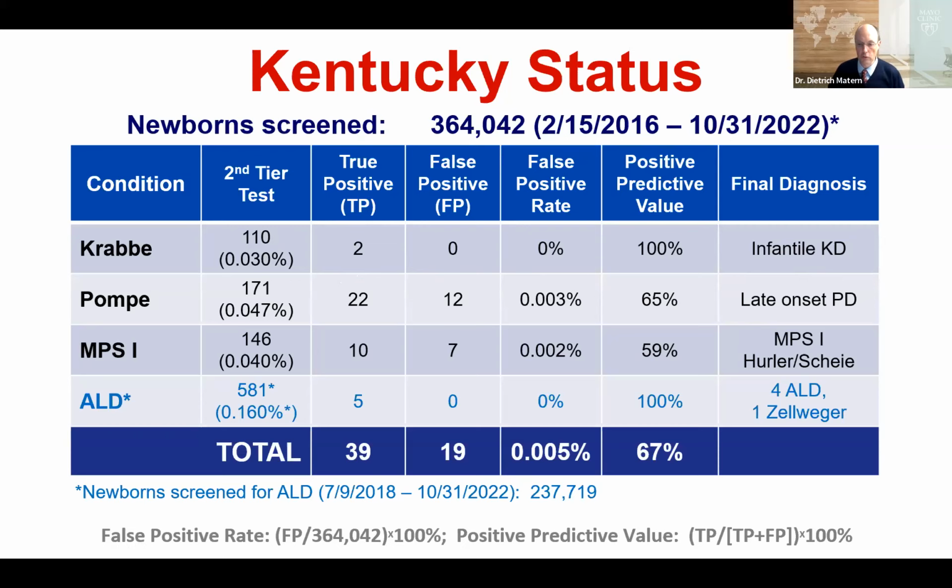The second baby was born on a Friday of a long holiday weekend and was transplanted at 30 days of life, also out of state, but not at Duke. Both babies are alive, and I was just sent a Facebook video of the second child now walking independently. For Pompe, our second-tier test is not as perfect, so we do have a few false positives, as we do for MPS I. For ALD, we don't have any false positives yet.